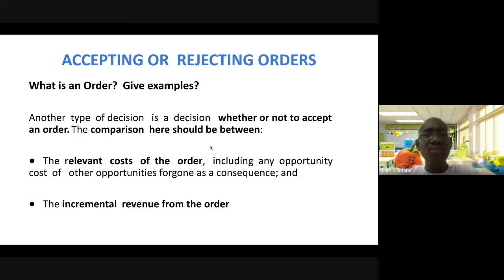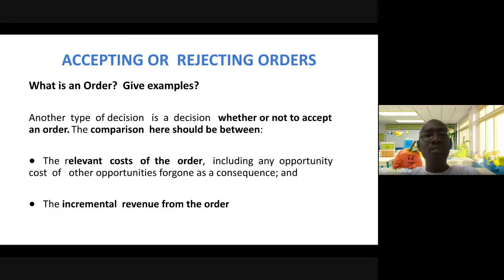So first, when you are faced with this situation, you have to look at your direct relevant cost of the order, including any opportunity cost. Okay, and you compare it to the incremental revenue from the order. If the incremental revenue exceeds the incremental cost, then you accept the order. If not, you reject the order.